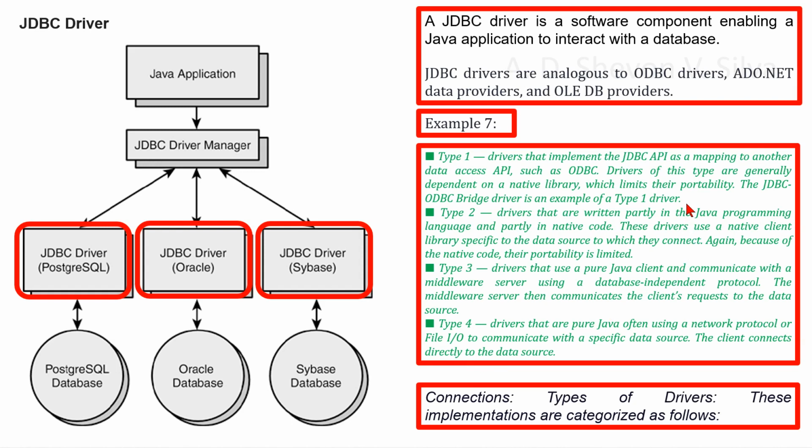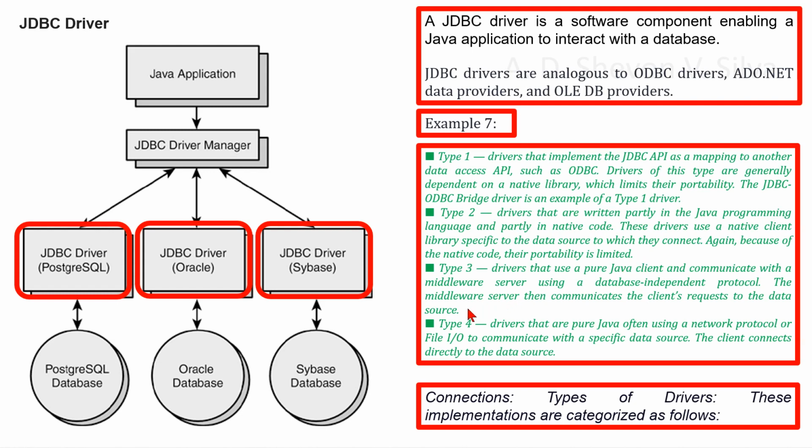Type 1 drivers implement the JDBC API as a mapping to another data access API such as ODBC. Drivers of these types are generally dependent on the native library, which limits their portability. The JDBC-ODBC bridge driver is an example of a type 1 driver. Type 2 drivers are written partly in the Java programming language and partly in native code. These drivers use a native client library specific to the data source to which they connect. Again, because of the native code, their portability is limited.